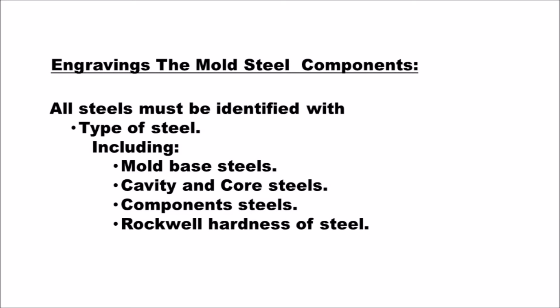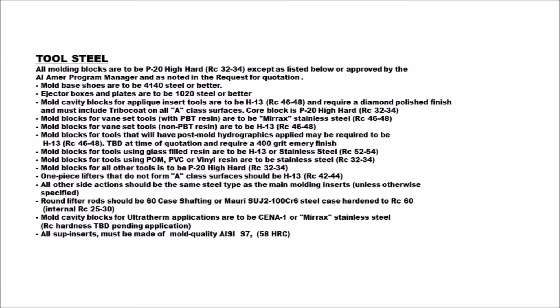All steels must be identified with type of steel, including mold base steels, cavity and core steels, component steels, Rockwell hardness of steel, tool steel. All molding blocks are to be P20 high hard, RC 32 to 34, except as listed below or approved by the Amer program manager and as noted in the request for quotation. Mold base shoes are to be 4140 steel or better. Ejector boxes and plates are to be 1020 steel or better.